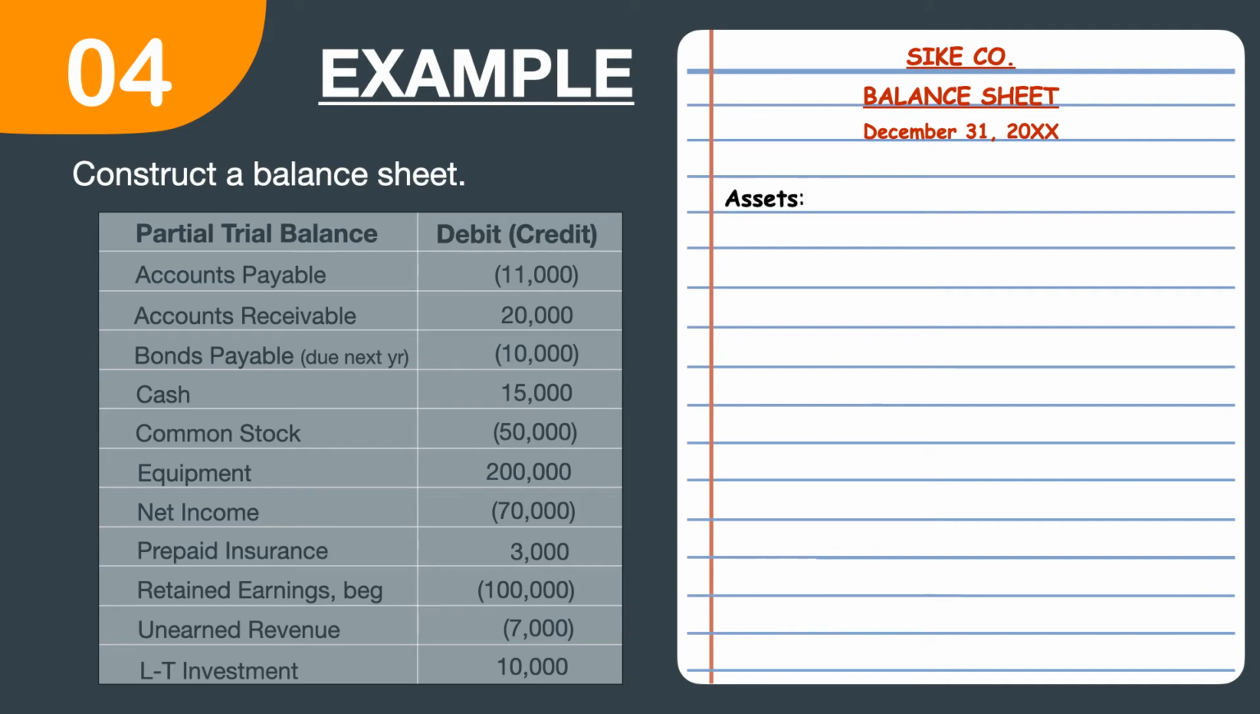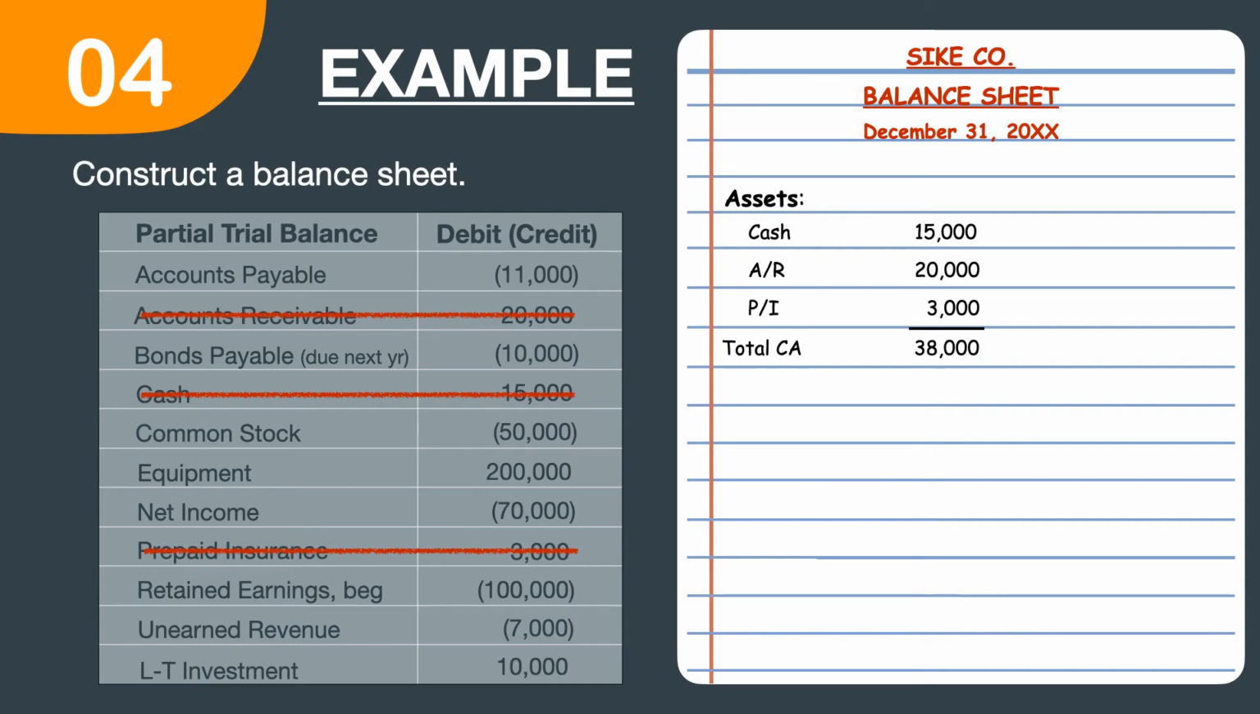All right, so now first let's begin with our assets. Let's look at our current assets from the list. Oh, we see cash. Let's note down cash because that is the most liquid. We have a cash of 15. Let's strike that out. Next, we see that we have accounts receivable. We're going to write that down for 20,000. We have prepaid insurance of 3,000. And let's total those down because it looks like those are the only current assets available to us. And that comes up to 38,000.